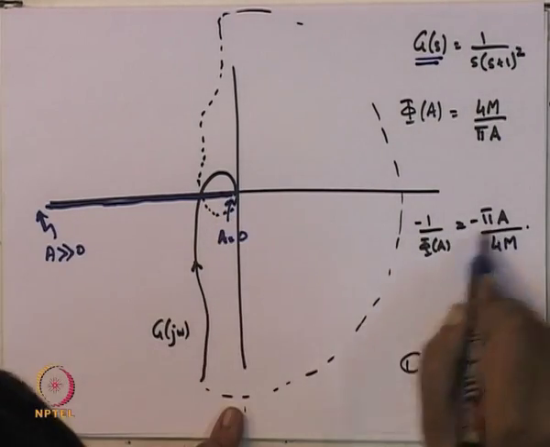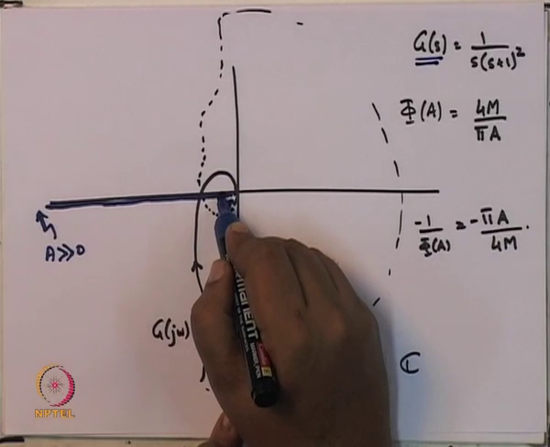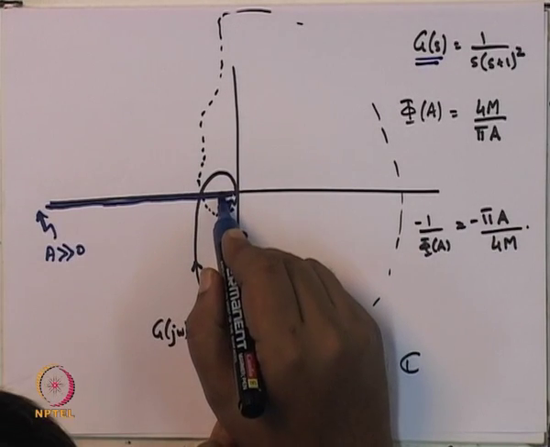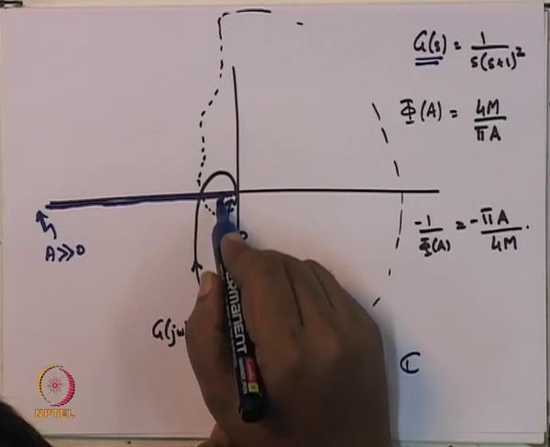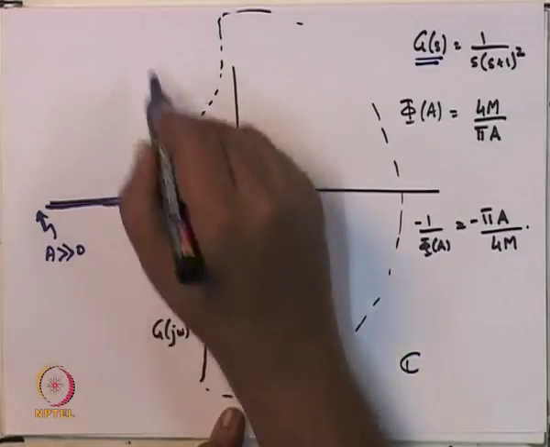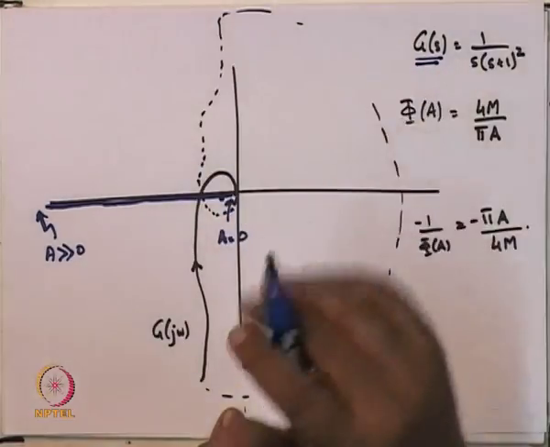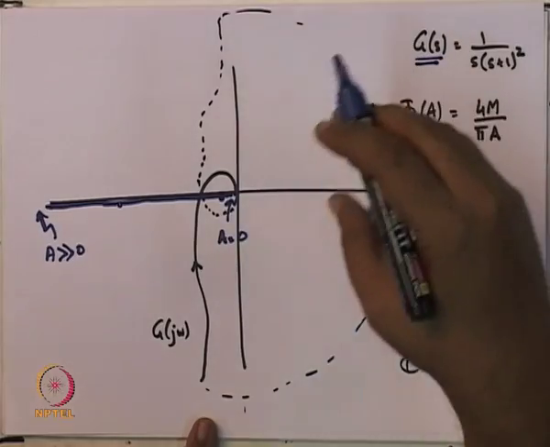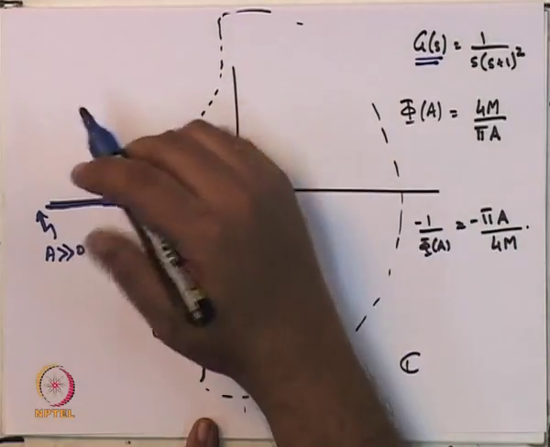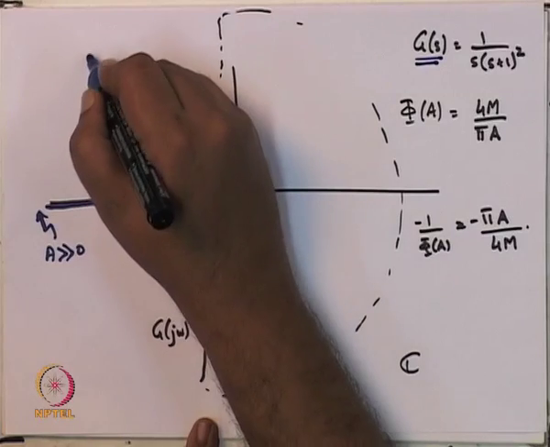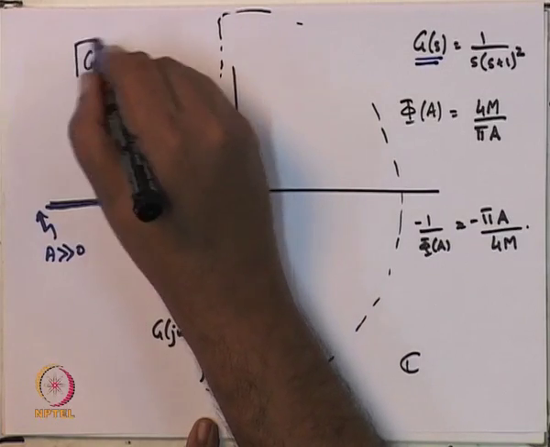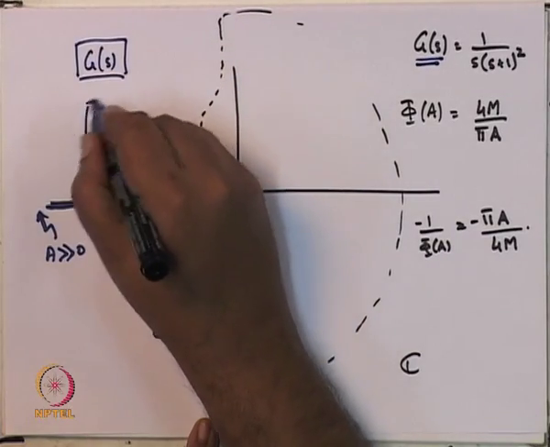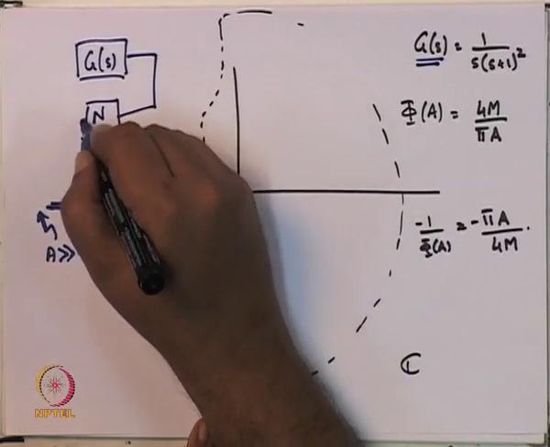So now for small values of A, you are inside, therefore it's unstable. What does it mean to say this is unstable? What it means is in that closed loop, the signals are going to blow up. On the other hand, if you have a large A, then the amplitude gets attenuated, which means in the closed loop. So when I say closed loop, I mean this particular situation.